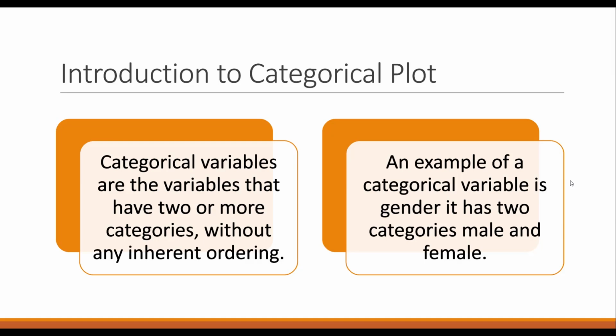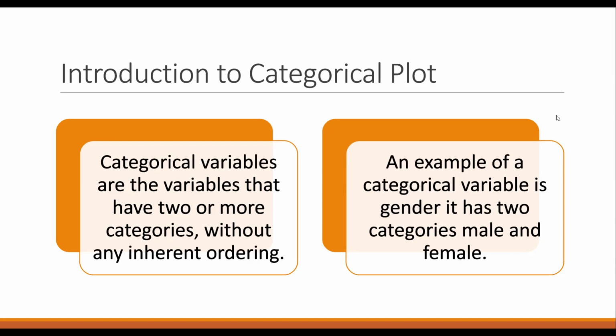So, categorical variables are the variables that have two or more categories without any inherent ordering. And these variables are also known as the nominal variables. If we take an example of the categorical variable, it is the gender. And you know that it always has two categories, male and female.